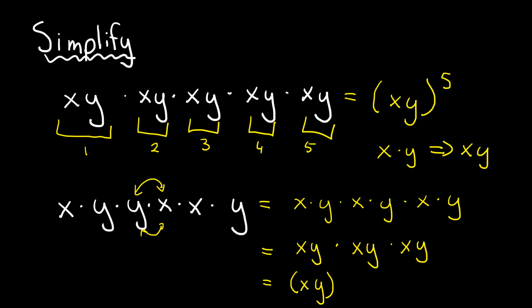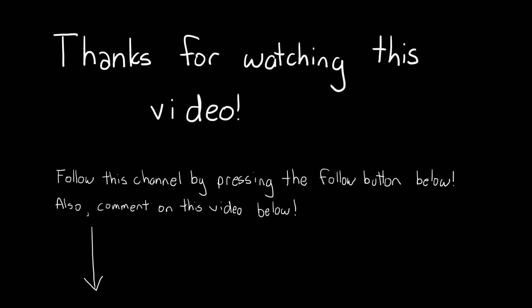How many times is it repeatedly multiplied? And that's 3 times. So we put a little 3 as the exponent. And this is how you simplify exponent form. And this concludes the video on brackets and exponents.